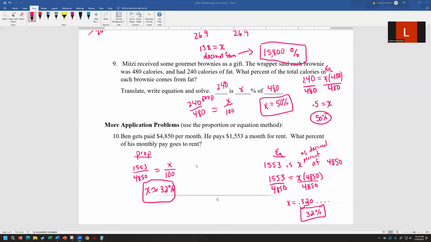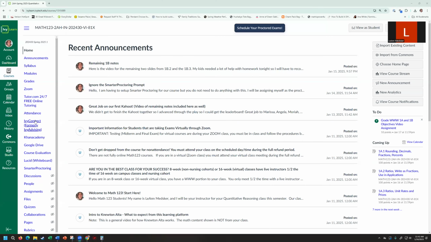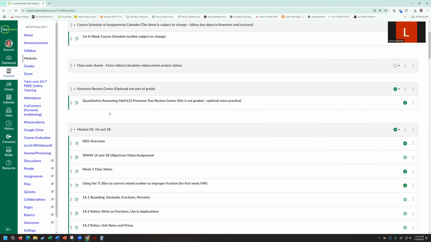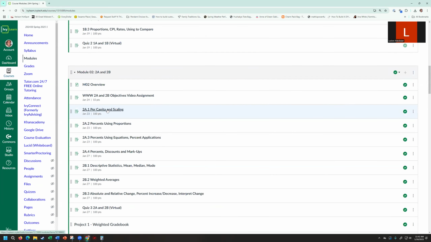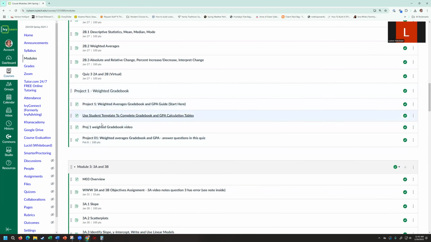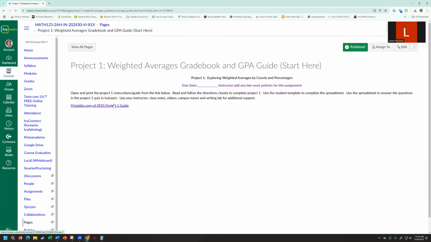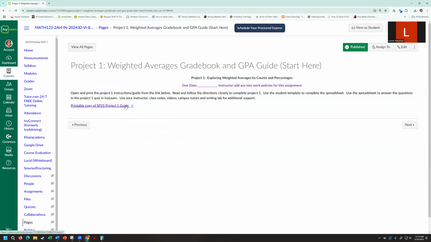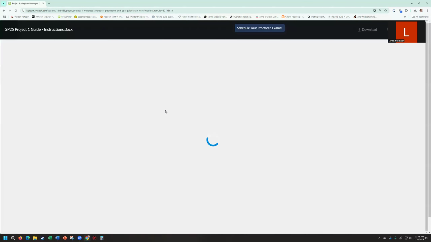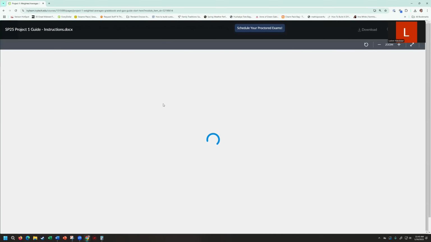So let me resume my screen share. Now I'm in our course, and if you go to modules, I want you to look at module 2, and there's the information for project 1. Sometime before Wednesday, if you can, this is the start here. This is all the information about what the project is. I would download this and maybe print it, because it's easier to look at if you have it right in front of you. It's a long document, so I do want you to glance through it and read through it.